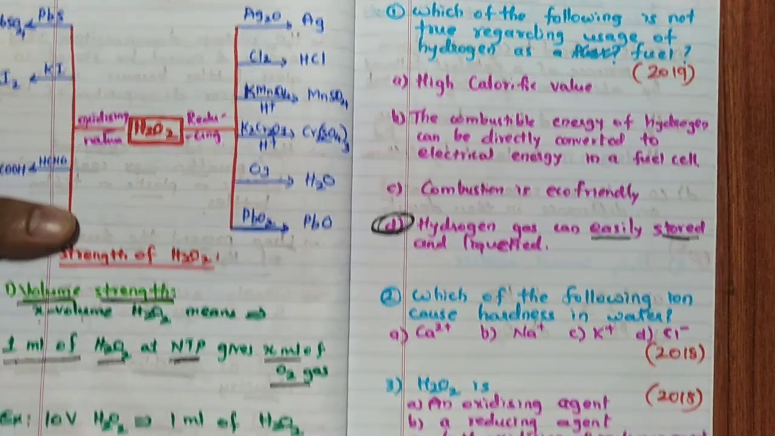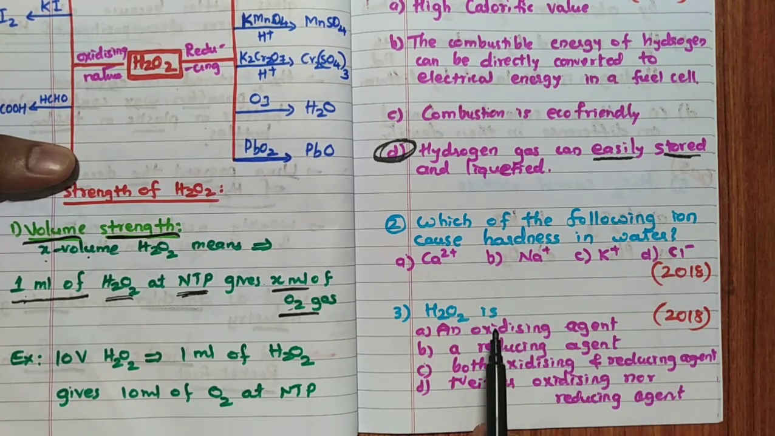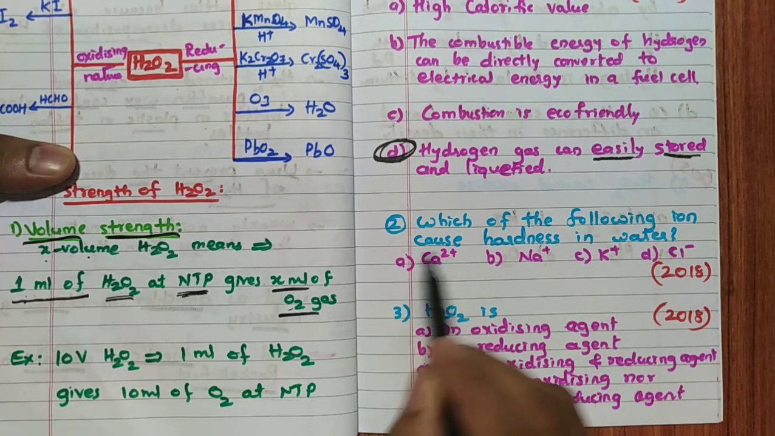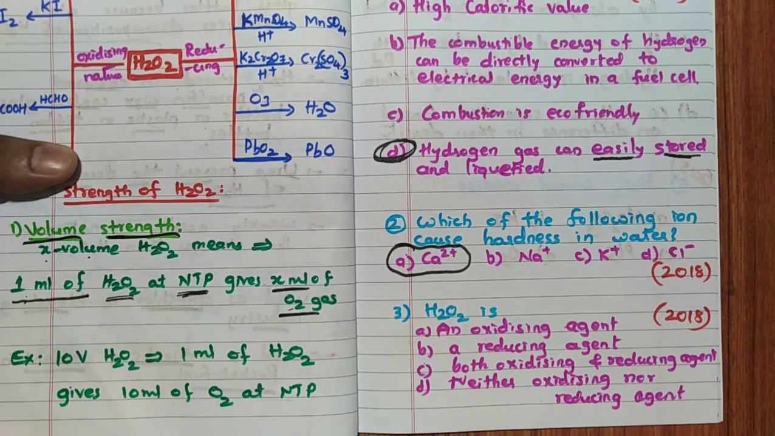So remember that. Which of the following is an ion that causes hardness in water? Very simple question. Hardness in water is because of only calcium or magnesium. Only calcium or magnesium. Remember, the answer is A.